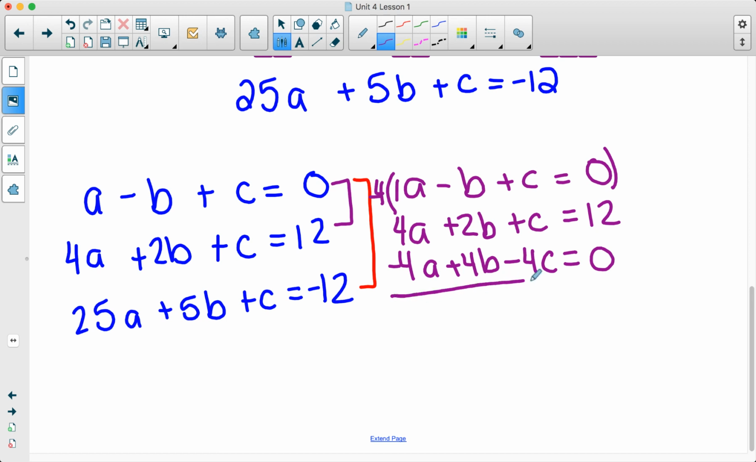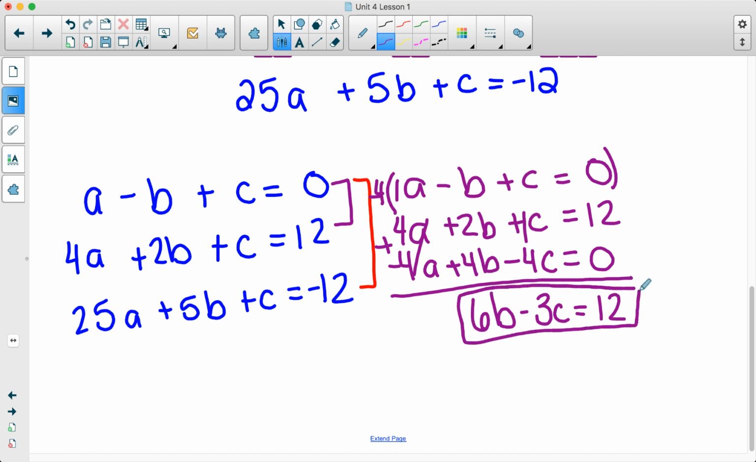All right, so next up, I can go ahead and add these two equations together. I'm just combining my like terms. I've got the same variable, so I'm just going to add the coefficients. -4 and positive 4 is 0a, so this cancels. That's what I wanted to happen. 2b plus 4b is 6b. This right here is a 1c. 1c minus 4c, or 1c plus -4c, is -3c. And 12 plus 0 is 12. So here I've got a new equation, which I'm going to need in a few minutes.